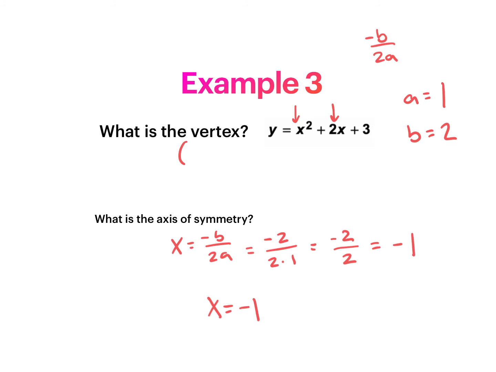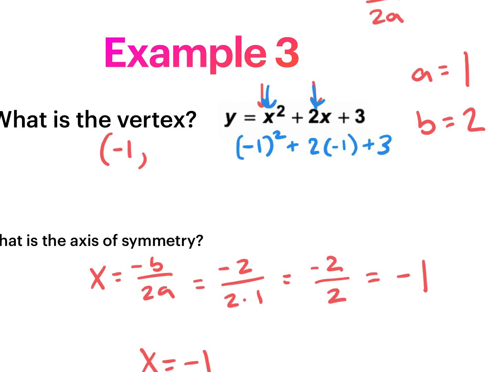Now for our vertex, -1 is going to be the first number. How can we find the second? Plug in -1. So we're going to plug it into all of our x's in our equation here. So we have -1 squared plus 2 times -1 plus 3. And then we just have to solve.